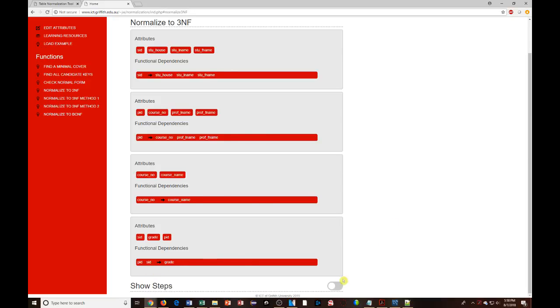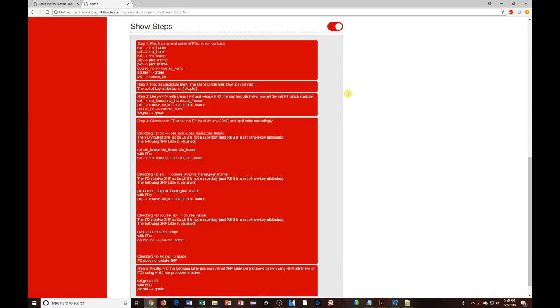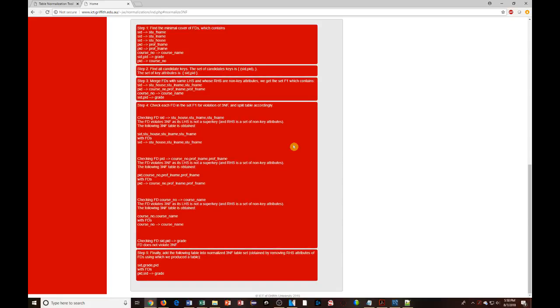that leads to grade. I encourage you to turn on the Show Steps feature and read through how the functional dependencies end up generating the different normalized relations. You can use this as a resource for your project as well.